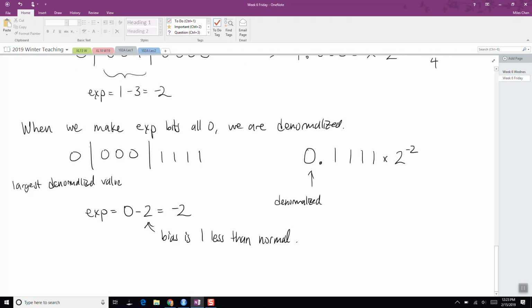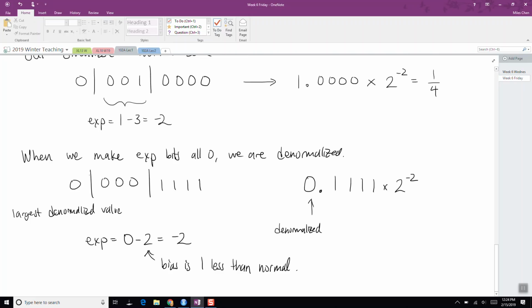Is that okay? Yeah. Also one less than normal for 64-bit. Same thing. So in a 64-bit floating point, we have 11 bits for the exponent. Our bias is normally 1023. When we enter denormalized mode, our bias is 1022. Okay, so it's the same rule set. We just have more bits to play with. All right, so this becomes denormalized mode.